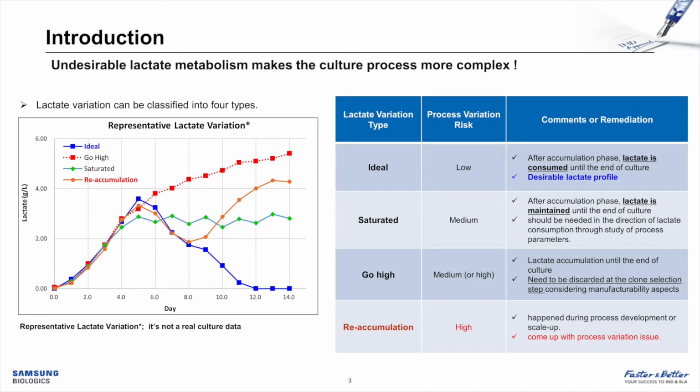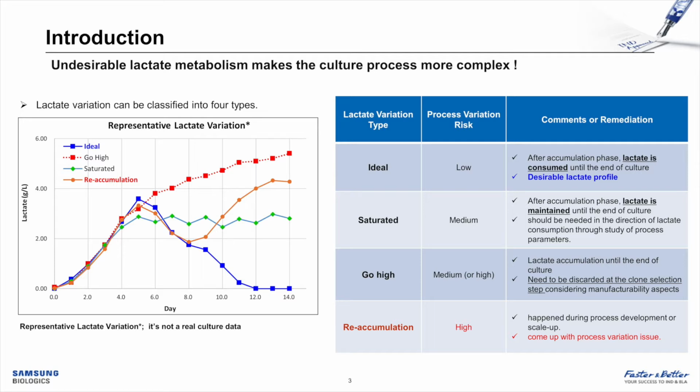There have been many studies on the lactate metabolism in CHO cell culture process, and it is well known to significantly affect the productivity and the culture longevity by growth inhibition. The lactate formation pattern can be classified into 4 different types at Samsung, as you see in this slide: ideal, saturated, go high, and re-accumulation.